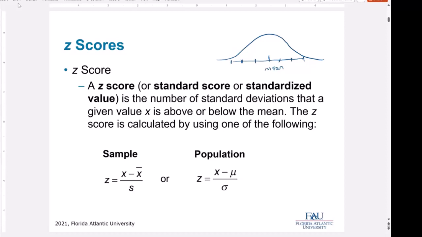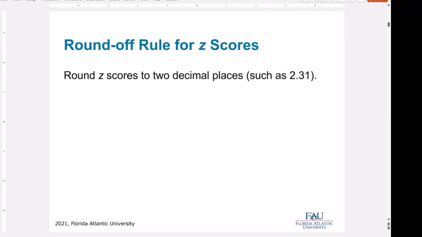A Z-score is the number of standard deviations that a given value X is above or below the mean. The Z-score is calculated by using one of the following. All we're going to do is use our calculator and find our Z-score. We're going to subtract whatever our value is minus the mean. The same for both. It's just that the symbols change depending on sample or population, and we're going to divide by the standard deviation. And we're always going to round it to 2 decimal places.